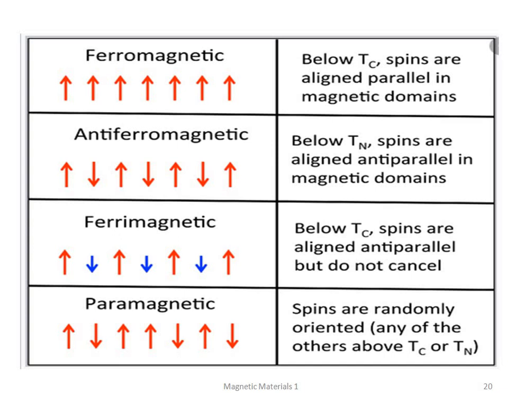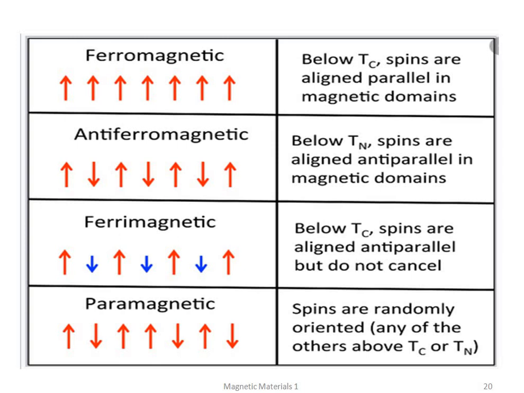You can see from this chart. Ferromagnetic materials below Tc, that is the critical temperature, all are aligned along the same direction. Antiferromagnetic materials below Tn, Tn meaning Néel temperature, have neighboring spins opposite in direction and equal in magnitude. In ferrimagnetic materials, neighboring spins are opposite in direction but not equal in magnitude. In paramagnetic materials the spins are randomly oriented, irrespective of Tc or Tn. Even though they are dependent on temperature, all are oriented in different directions.